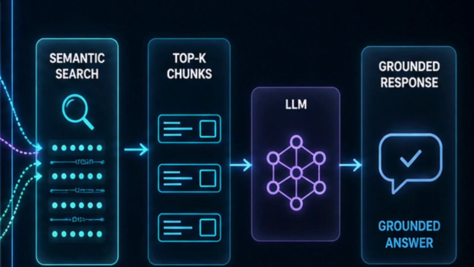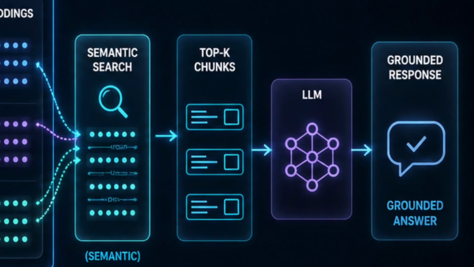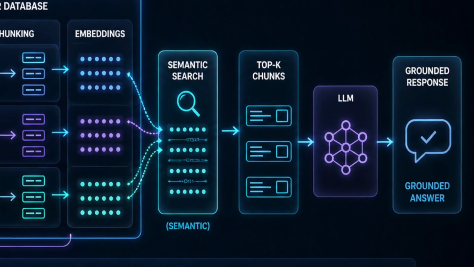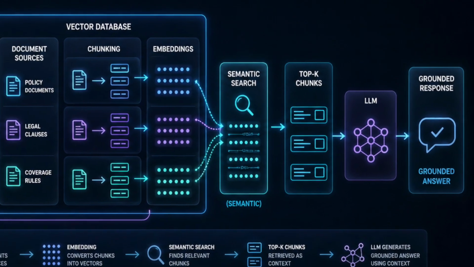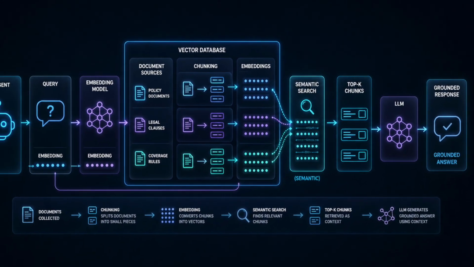Think of RAG as giving the agent open book access to company knowledge. But RAG has limits. It does not check this specific user, execute actions, update systems. So it only answers, what do the rules say?